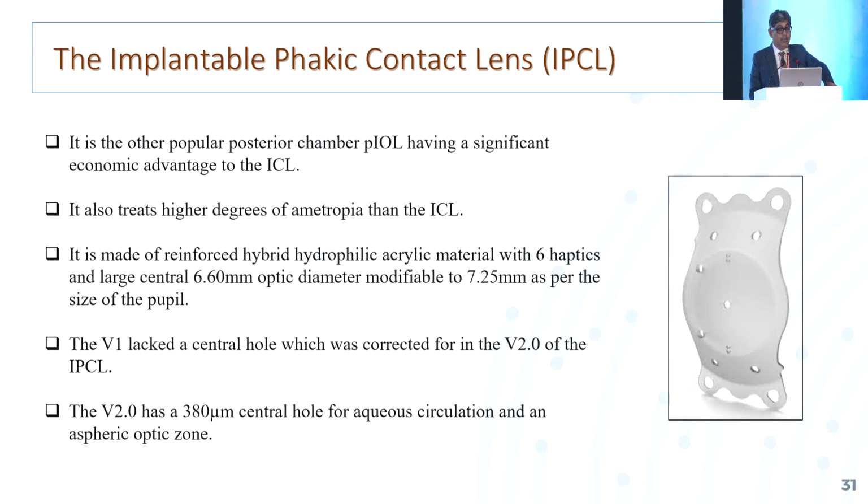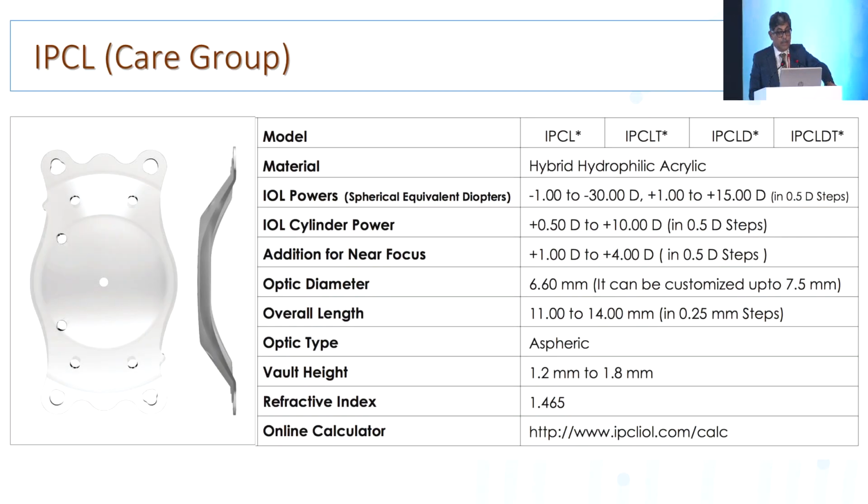Coming to the IPCL, which is from the Care Group, it is an equally good lens in my experience, and it is the other popular posterior chamber phakic lens. It also treats high degrees of ametropia. It is made of reinforced hybrid hydrophilic acrylic material, and there are 6 haptics, as you can see here. There are holes in it to equate the aqueous: a central hole of 380 micron, and 6 other holes on the side.